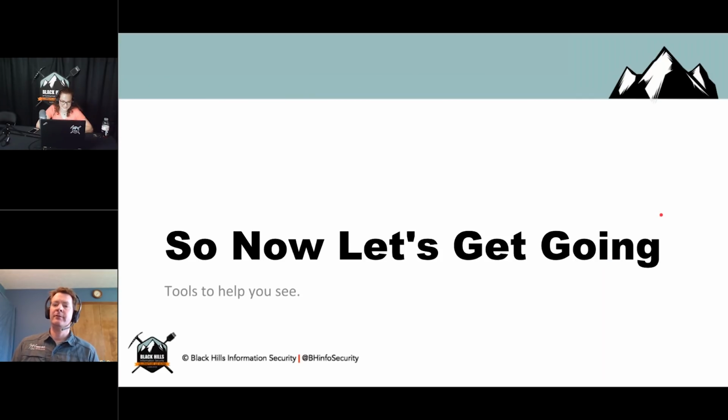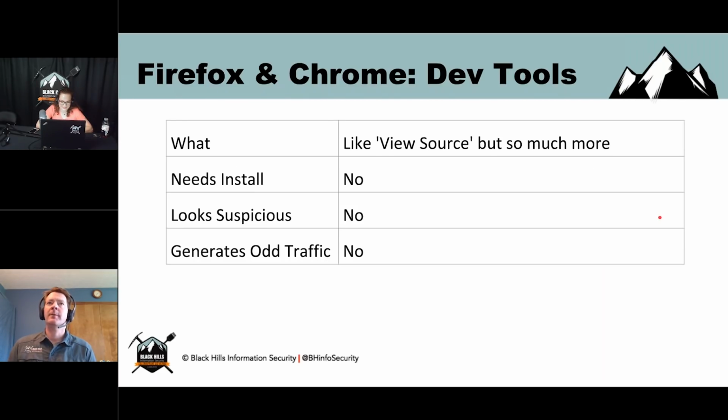So that's enough of the exposition. We're going to talk about Firefox and Chrome, which both have developer tools. Developer tools are kind of like view source. If you've ever right-clicked on a web page and clicked on view source, you can see all that HTML I was talking about. And you can see style sheets and JavaScript and whatever else is in there.